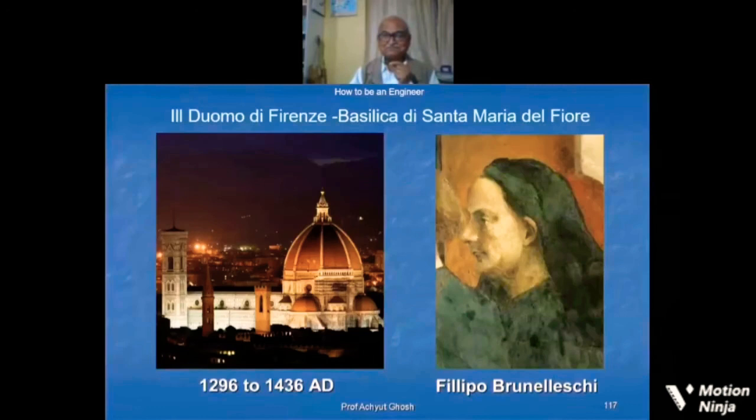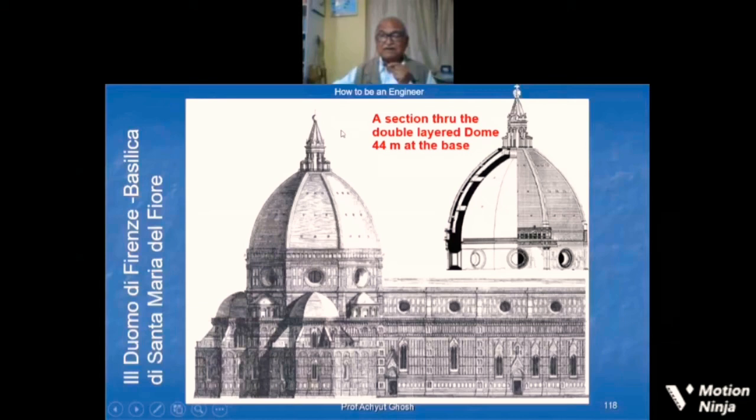Il Duomo di Firenze, Basilica di Santa Maria del Fiore. This is Filippo Brunelleschi. It is created. This has a double wall. This is a double wall. And 44 meters at the base. It was created at that time. Beautiful.